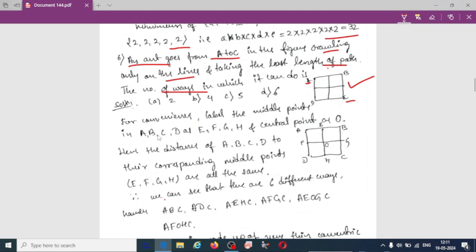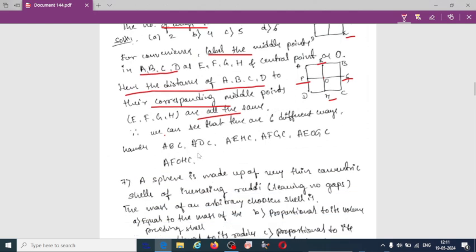So first what you have to do here, for convenience, label the middle points of A, B, C, D as I have mentioned here, E, F, G, H, and the center point as O, so that you can predict the path here. Hence the distance of A, B, C, D to their corresponding middle points are all the same. So we can observe here, the first path is A to C.